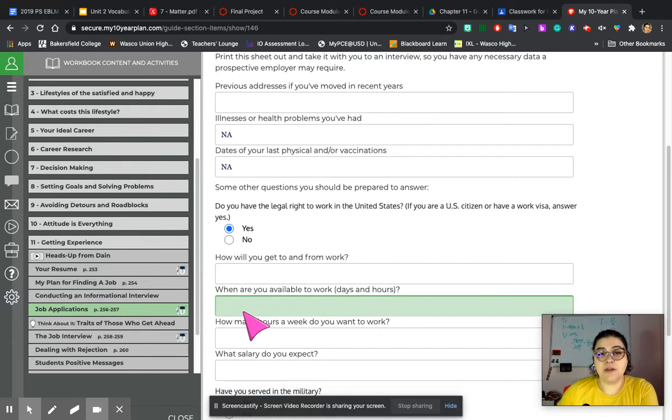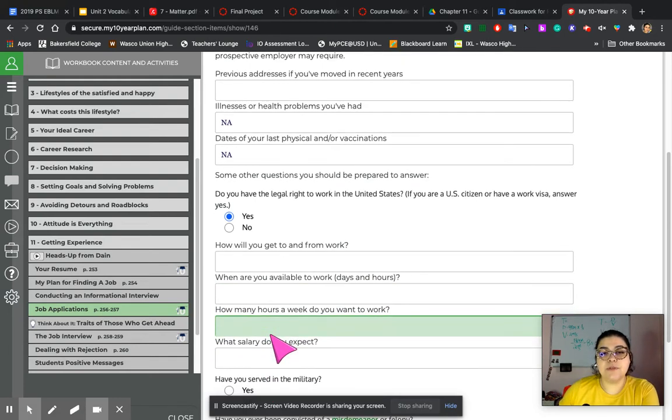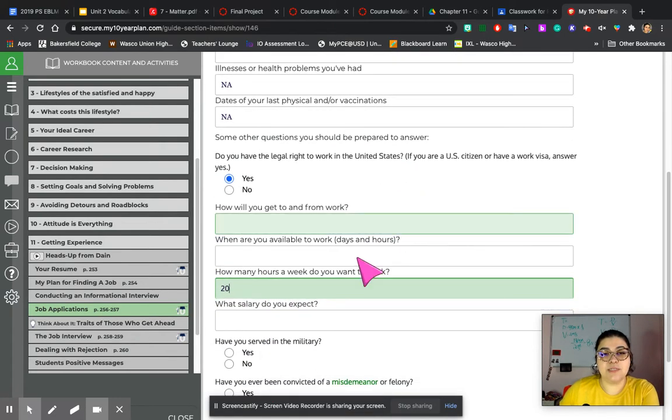When are you available to work? This is asking you the shifts. So when you go back to your job application, the one that asks you with the little boxes that said Monday, Tuesday, Wednesday, Thursday, Friday, Saturday, Sunday, and then you put some hours in there, that's what it's asking right here. So you would do like Monday, 4 p.m. to 8 p.m., Tuesday, 5 p.m. to 8 p.m., like that. That's how you're going to type it in there, okay? How many hours a week do you want to work? Everybody is going to put down 20.